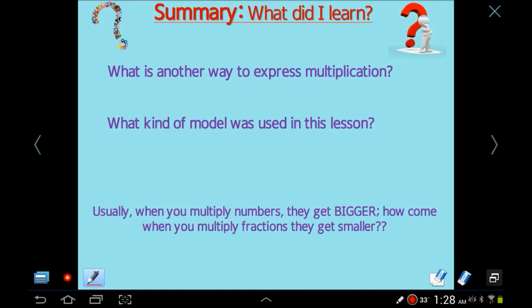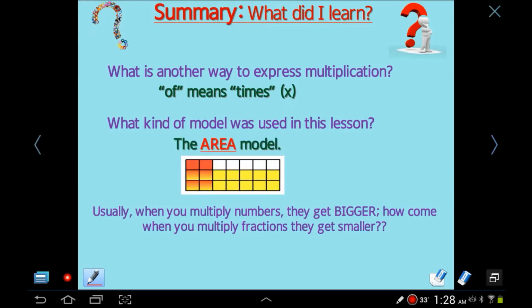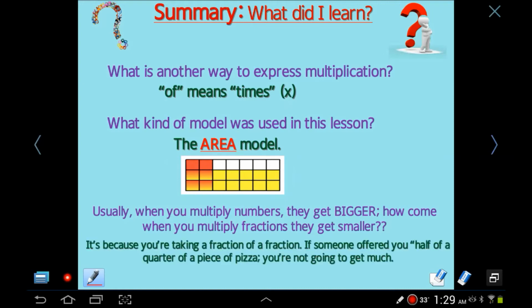The first question is, what's another way to express multiplication? What's another way? Of. Of is another way to express multiplication. The next question right here is, what kind of model did we use? What kind of model was that called? And what we used was the area model, okay? Because what we did was we broke it up like we would something in geometry. How would we figure out the area of it? The last one there, usually when you multiply numbers, they get bigger. How come when you multiply fractions, they get smaller? And the answer to that question is because you're taking a fraction of a fraction.